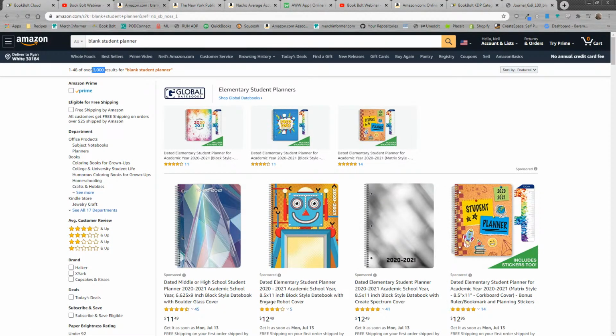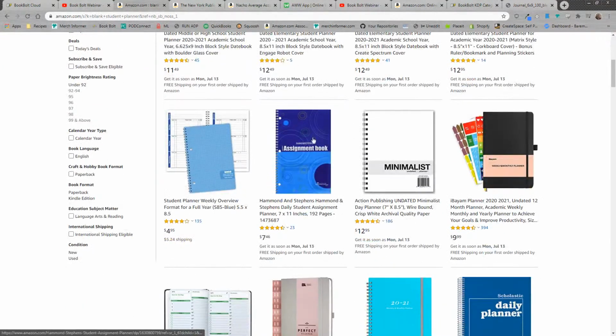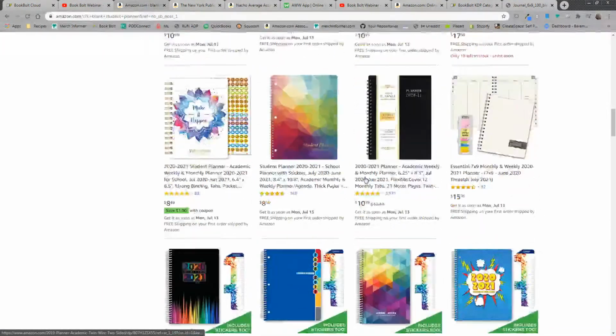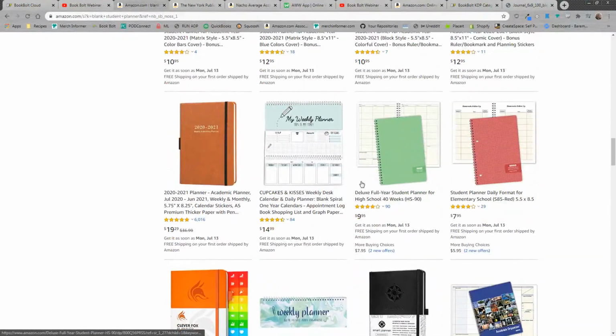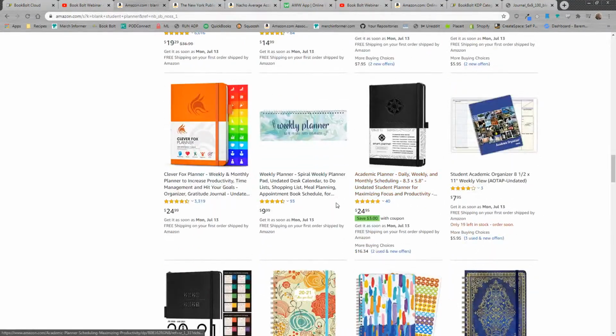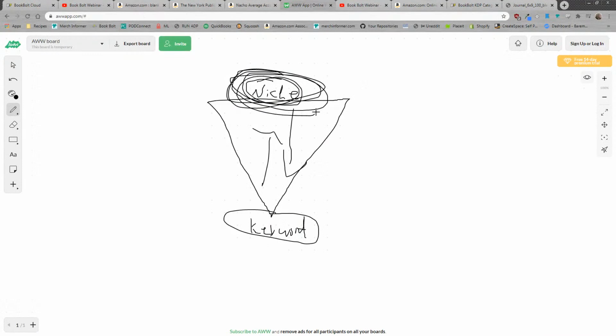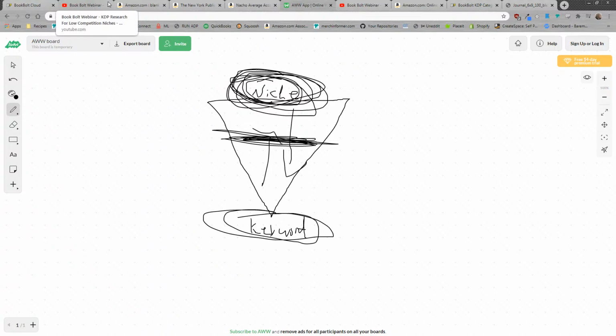We're still at over 3,000 results. So let's keep going down here and see if we have any KDP books. I'm not seeing anything. Remember when we first started this, we're looking at this big niche. We're in the school niche, right about in the middle here, looking at student planners, and we're trying to get to a low competition keyword, making it smaller and smaller.